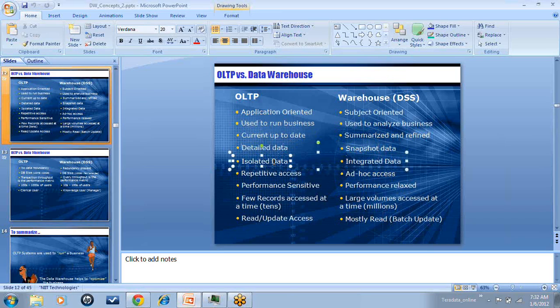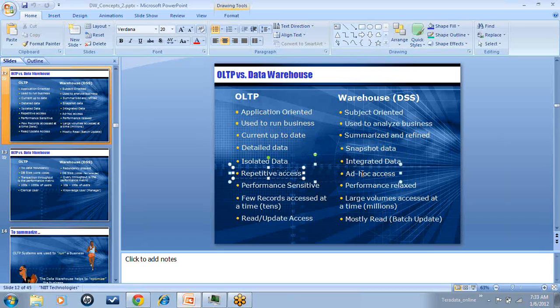Isolated data means the applications, the loan applications, the credit card applications, each contain their own isolated data. But in the warehouse, if I have the customer subject area, it may contain loan customers and savings account customers. So we can call this integrated data, where it has relation between more than one application.